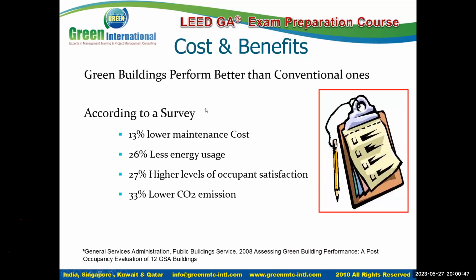Okay. So when you're looking at costs and benefits, like I mentioned, it actually performs better, right? Although you're paying a little more upfront, although you bear a little more cost at the start of a project, there are a lot of performance incentives that you get when compared to conventional ones. According to a survey, green buildings have 13% lower maintenance cost, 26% lesser energy usage, 27% higher levels of occupant satisfaction and 33% lower CO2 emissions. These are the kind of benefits that we're looking at.